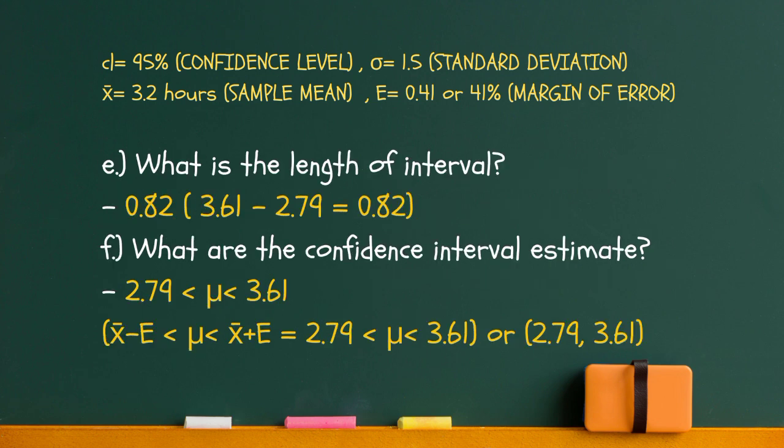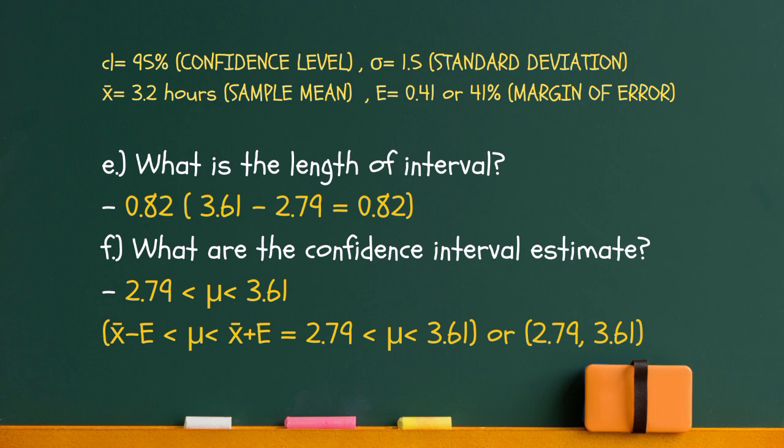E. What is the length of interval? The answer is 0.82. To solve this, simply subtract the lower confidence limit from the upper confidence limit. So, the upper confidence limit 3.61 minus the lower confidence limit of 2.79 gives the answer of 0.82, and that is our length of interval.